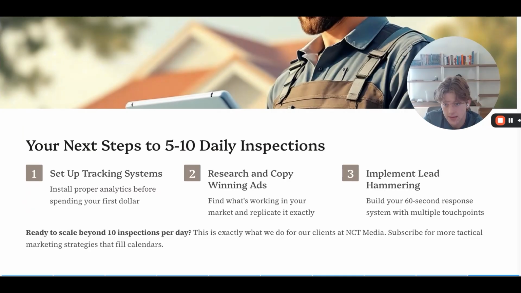Your next steps to 5 to 10 daily inspections. Number one, set up tracking systems. Number two, research and copy winning ads and ad funnels. And number three, implement the lead hammering that I talked about. And if you want to scale beyond 10 inspections per day, or if you even want to do 2 inspections per day, 3 inspections per day, you could click the top link in the description below. We'll help you out with that.